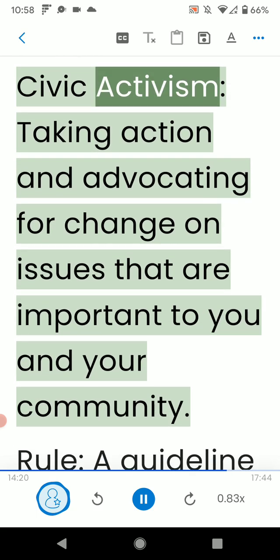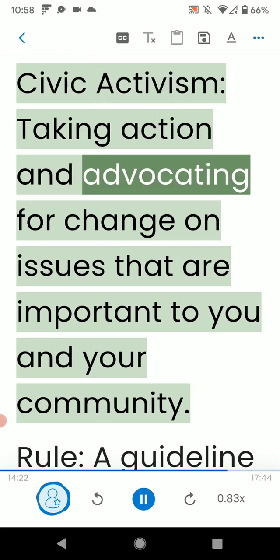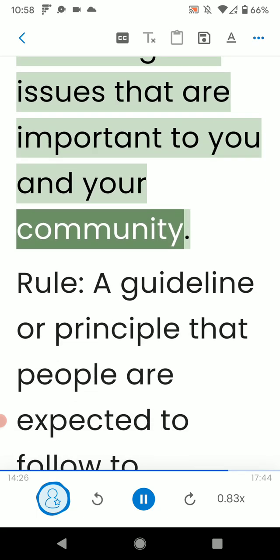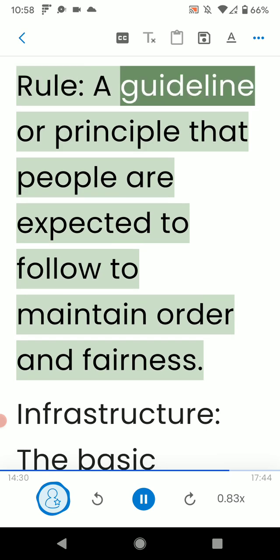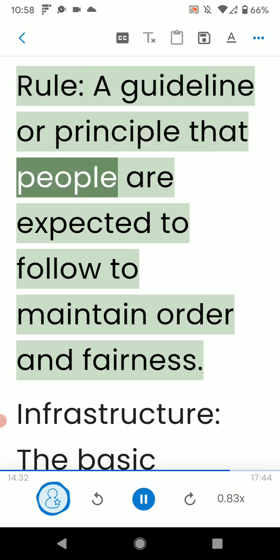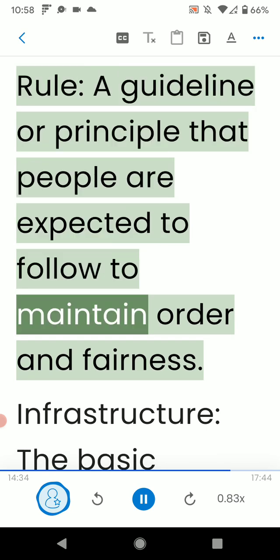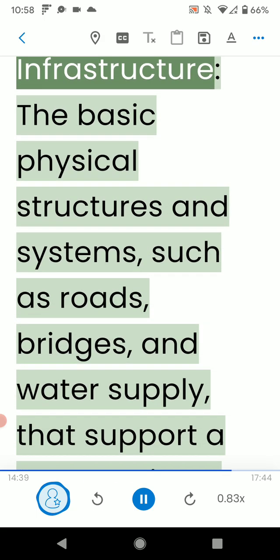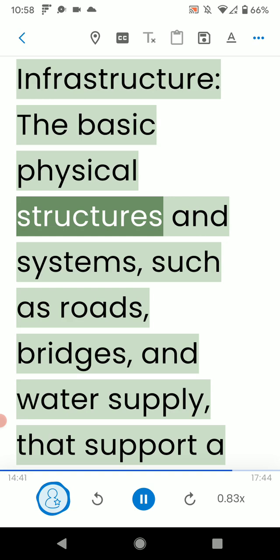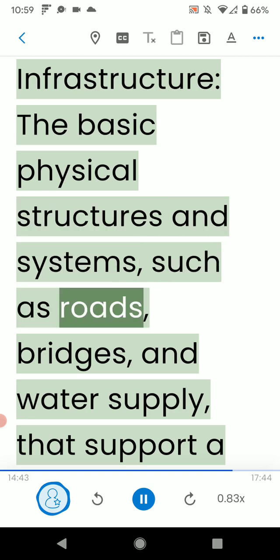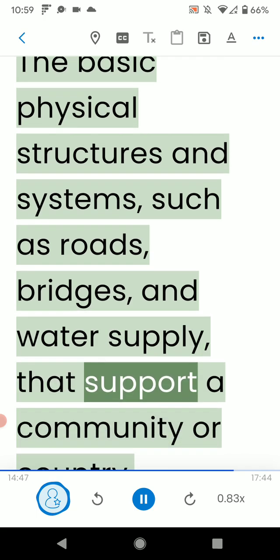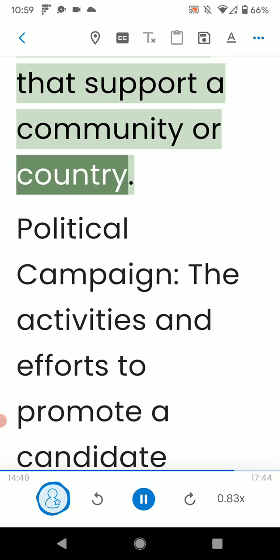Civic activism, taking action and advocating for change on issues that are important to you and your community. Rule, a guideline or principle that people are expected to follow to maintain order and fairness. Infrastructure, the basic physical structures and systems, such as roads, bridges, and water supply, that support a community or country.